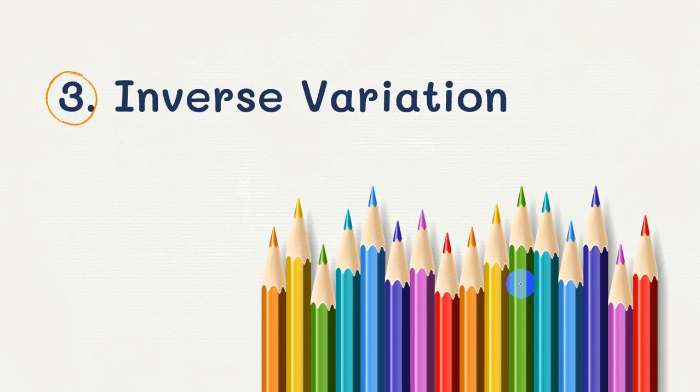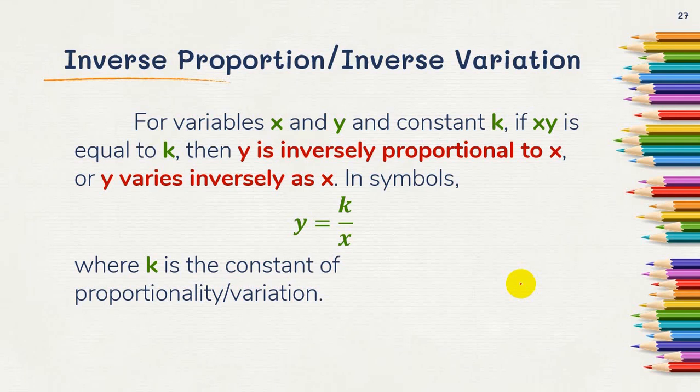Right, so let's start. Let's have the second type of variation, which is the inverse variation. When we say inverse, we are dealing with opposite quantities or opposite directions of the quantities, unlike the direct variation. So what is inverse proportion or inverse variation?